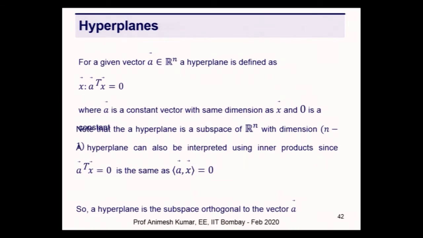So once again, the hyperplane is a subspace of Rn with dimension n minus 1. And you can also interpret this A transpose X as an inner product. So what we are saying is that A transpose X being equal to 0 is the same as the inner product of the A vector with the X vector being 0, which basically means we are looking at all possible X vectors perpendicular to the A vector. So the hyperplane is a subspace of Rn which is orthogonal to the vector A.